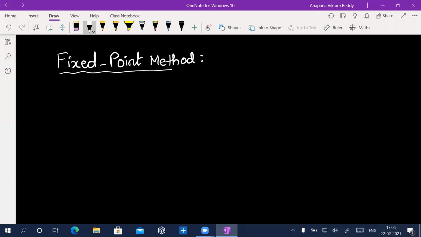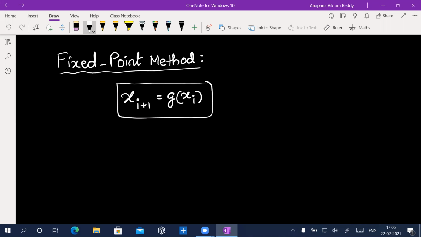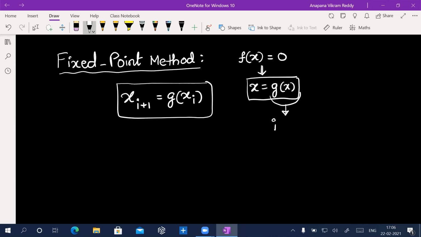And you have the iteration formula: x_{i+1} is g of x_i. Generally you have an equation, you have a function, and this becomes an equation when it's equal to 0. So this equation we will convert to the form x equal to g of x. Now this g of x is our iteration function.